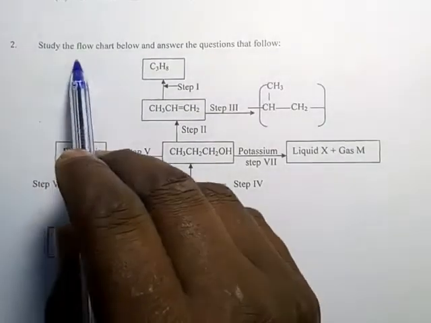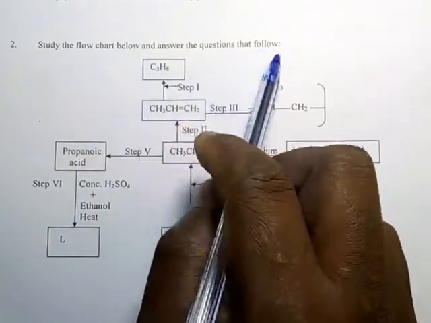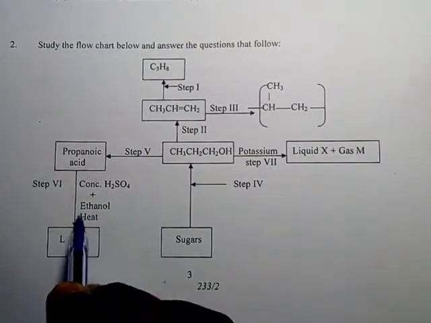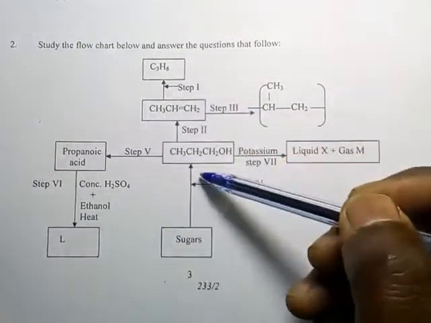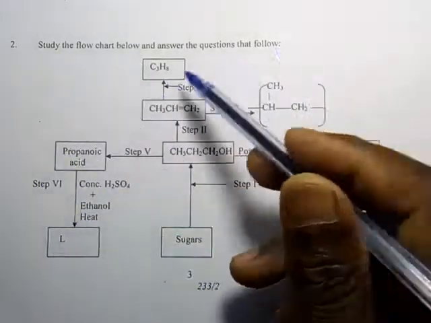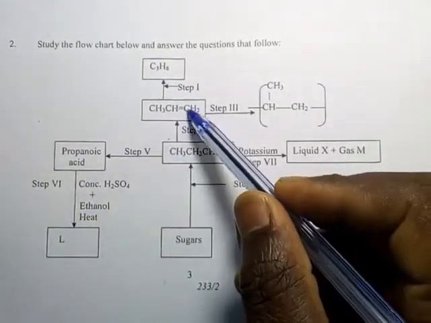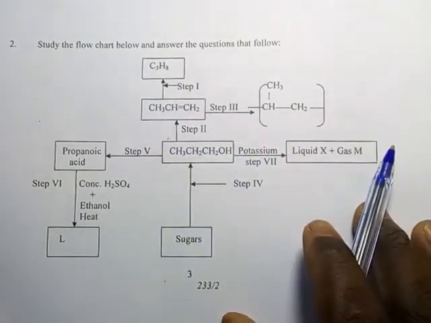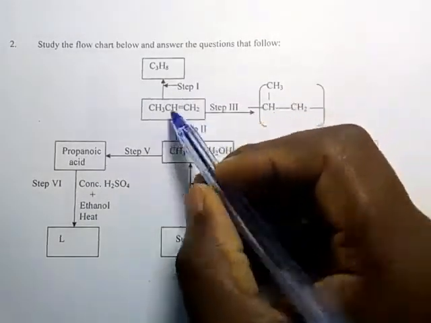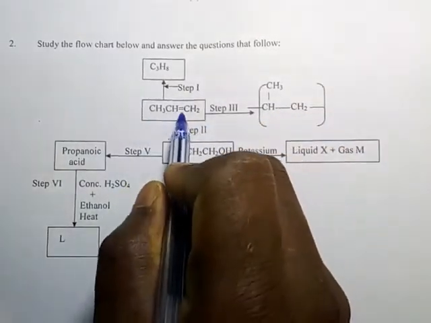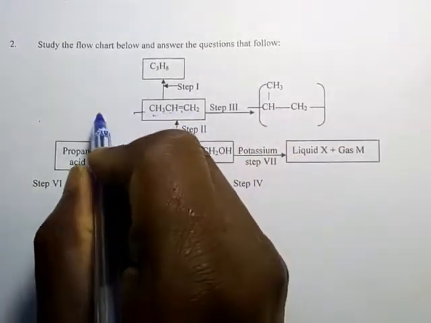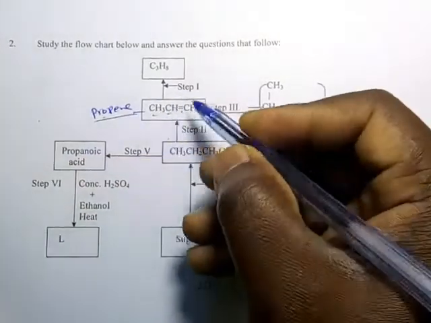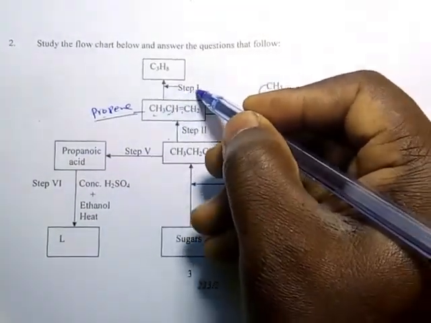Here is another question. Study the flow chart below and answer the questions that follow. So first, before you even go to the question, analyze this flow chart. Know every step, the name of every step, what's happening, before you go to the question. So let us start with step 1. Step 1, what's happening? First, what is this? This is a double bond, therefore 1, 2, 3. This one is propene.